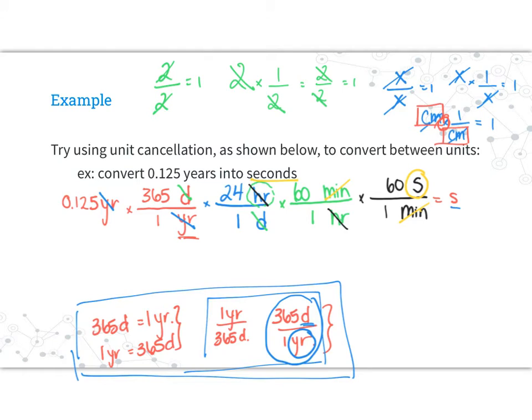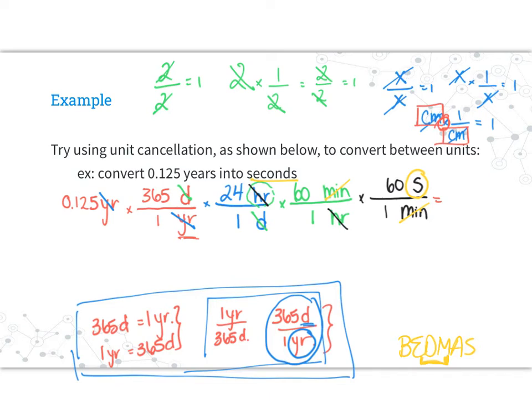All right, now how do I multiply this in my calculator? A lot of students will go and say 0.125 times bracket 365 divided by 1 bracket times 24 divided by 1 bracket times 60 divided by 1 bracket times 60 divided by 1 bracket and press enter. Now that's a lot of work. Because we're using BEDMAS here, and the only two operations we have are multiplication and division, it actually doesn't matter. We can move left to right.